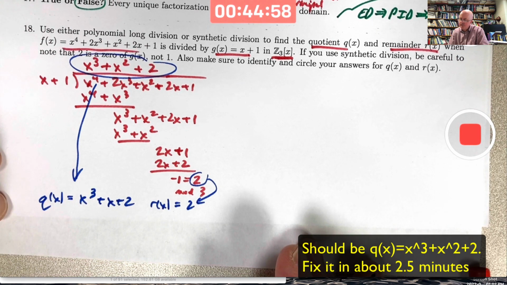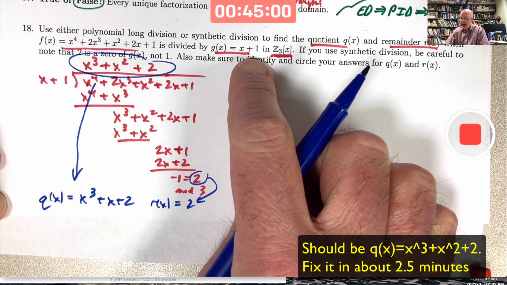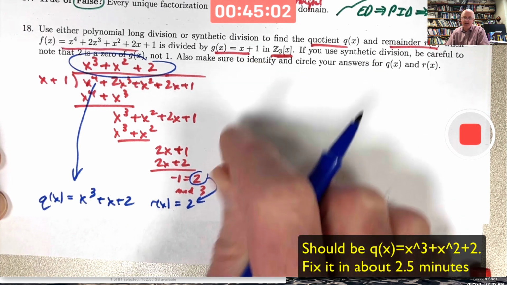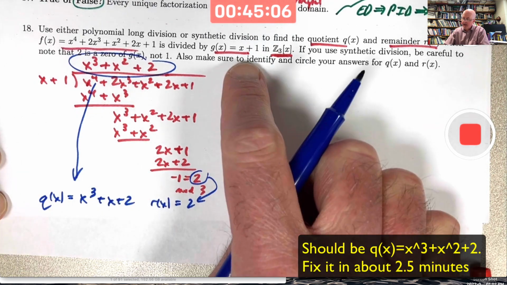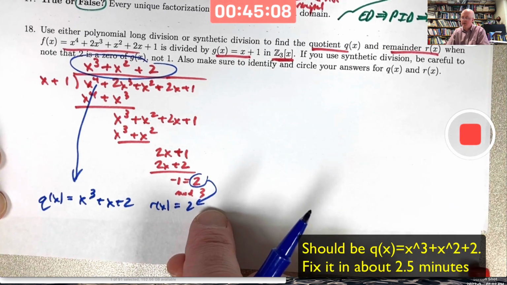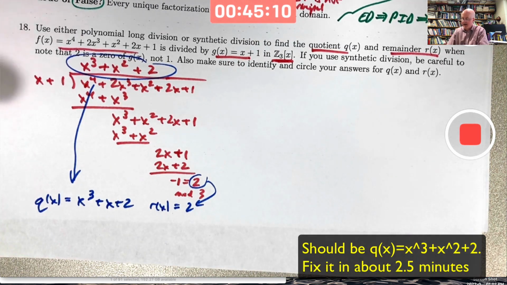If I was dividing by, say, x squared plus 1 instead of x plus 1, we might have gotten a remainder that's not a constant but a linear. But I am dividing by a linear here, so I do have to get a constant, it turns out, by the analog of the division algorithm.